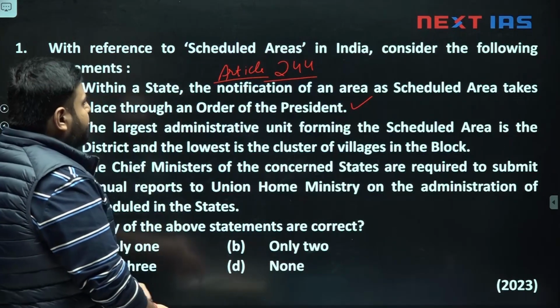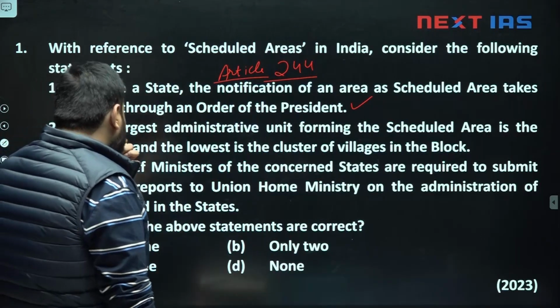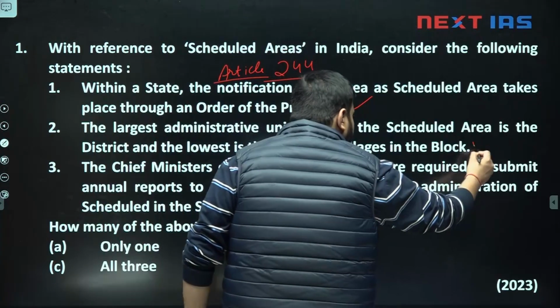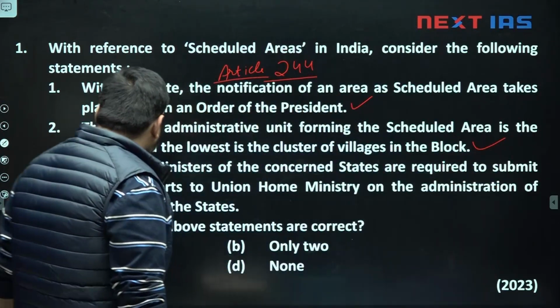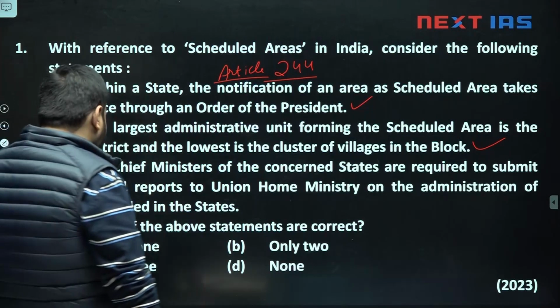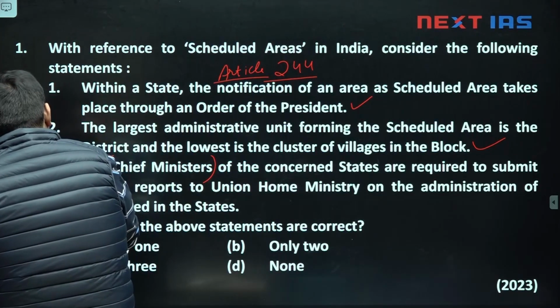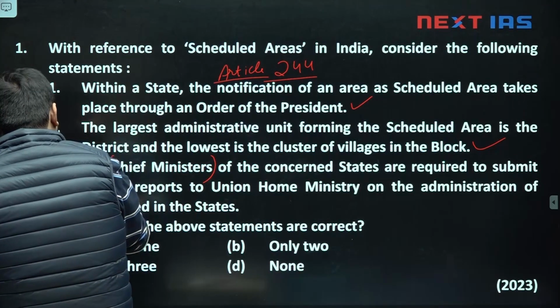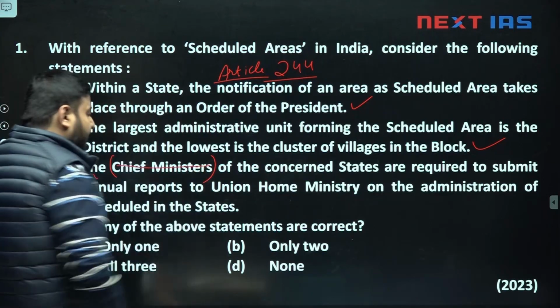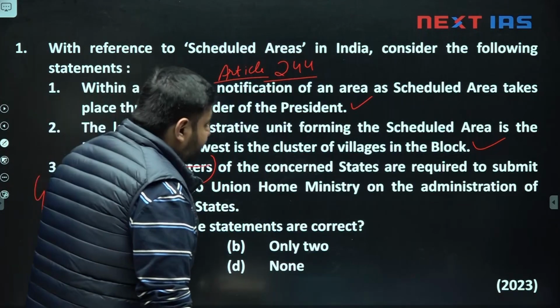The largest administrative unit forming the scheduled area is the district, and the lowest of the cluster of villages is the block. Yes, it is also correct. Right. The chief minister of the concerned states are required to submit annual report to the Union Home Ministry on the administration of the scheduled areas. It is not the chief minister, it is the governor, because governor is the executive head of a state. So governor as an executive head of the state gives the report.